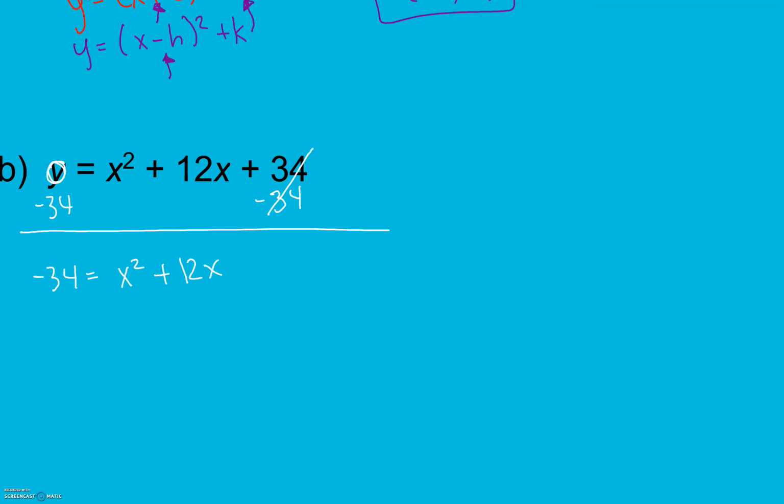Now I can complete my square. I can rewrite this equation so that I have a perfect square trinomial. And I do that by taking my b value, the number in front of my x, halving it, and squaring it. 12 divided by 2 is 6, and when I square that, I get 36. And I add that to both sides. Okay, 36 minus 34 is 2.